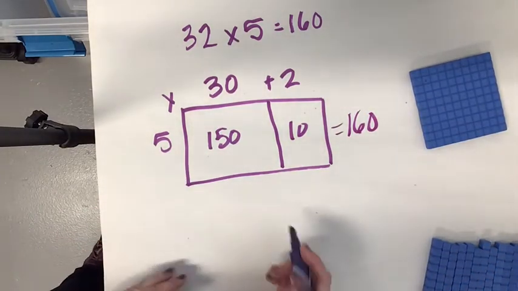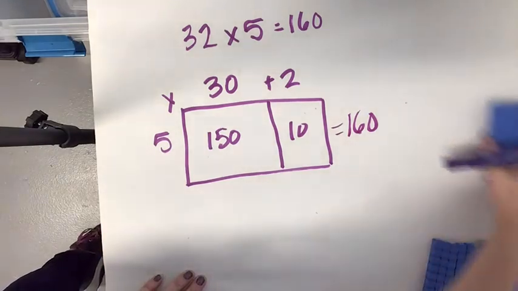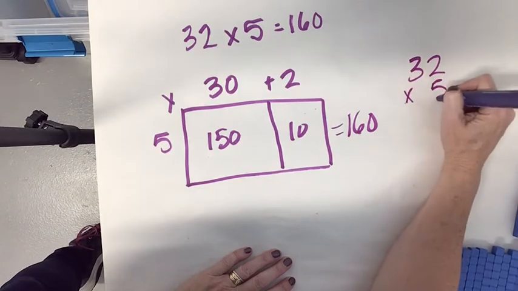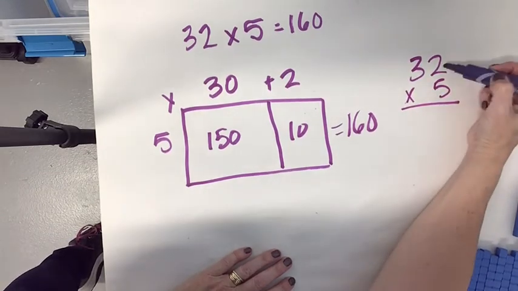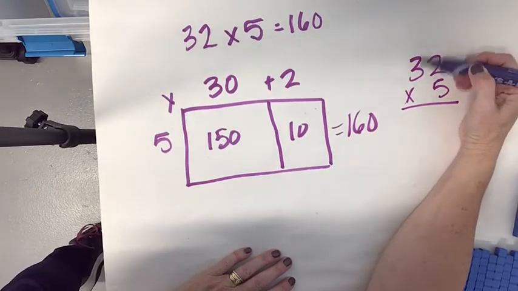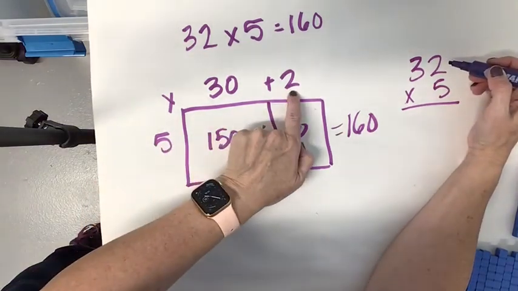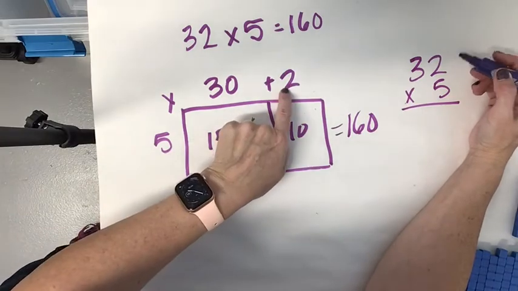Then that progresses to the standard algorithm. So I'm going to move this and write that over here, where I learn that this is the ones place and this is the tens place. So I'm multiplying 5 times the ones place, which is exactly what I did here. I need to make that connection.